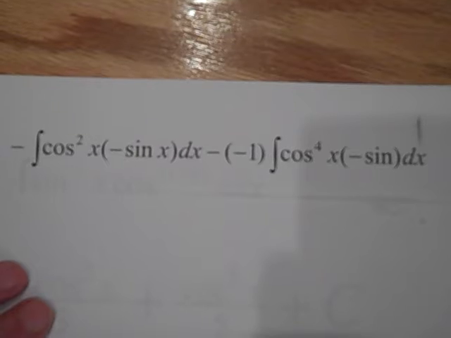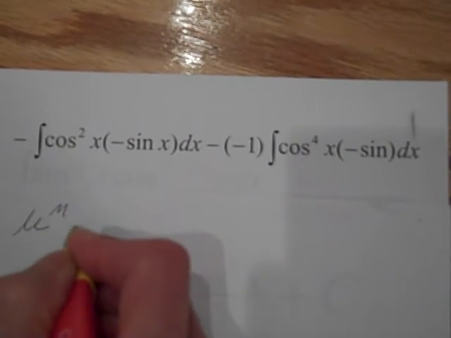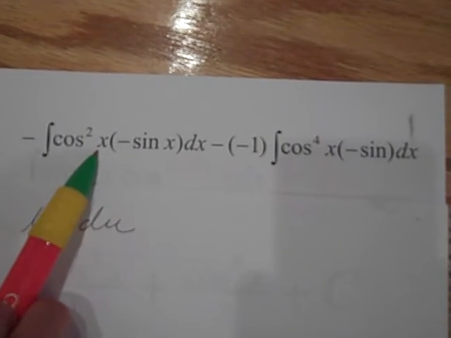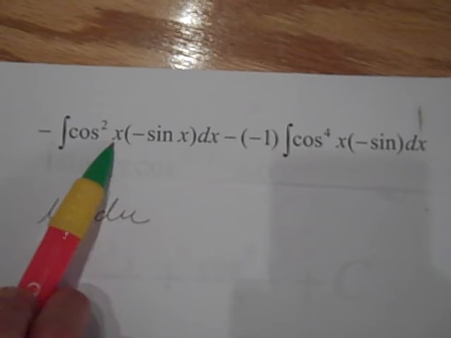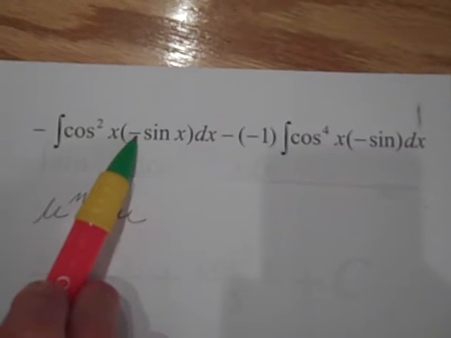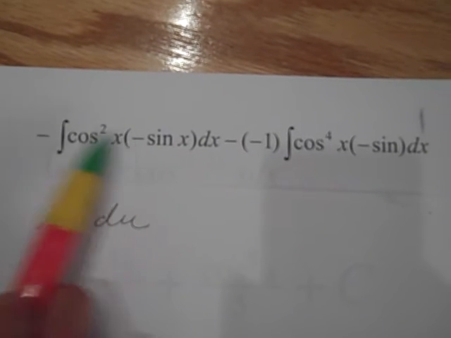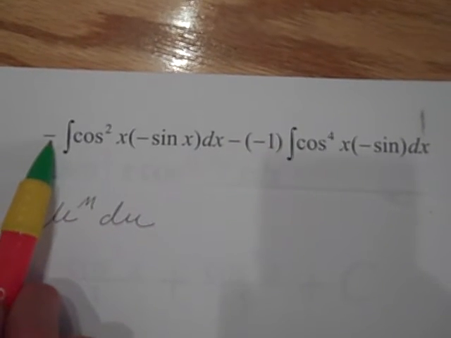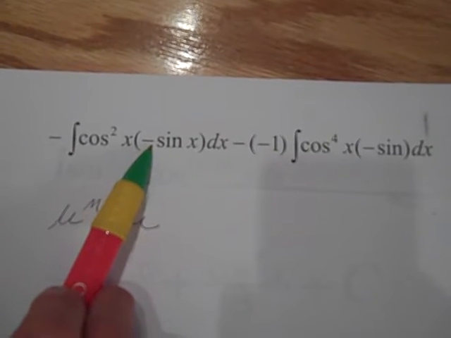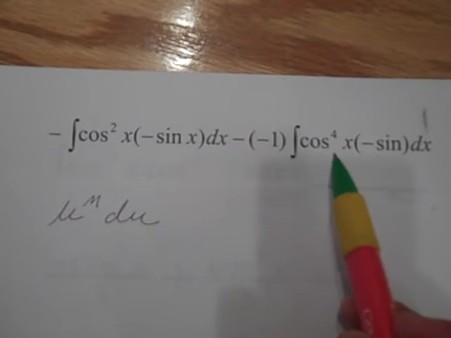So now I'm showing you the work to put this into the form u to the n du. If I let u equal the cosine, you know the derivative of the cosine is minus the sine. So I put my -1 here. And if I put 1 to the right of the integral sign, I need to put 1 out in front so I don't change the problem. -1 times -1 is +1. And then I do the same thing over here.